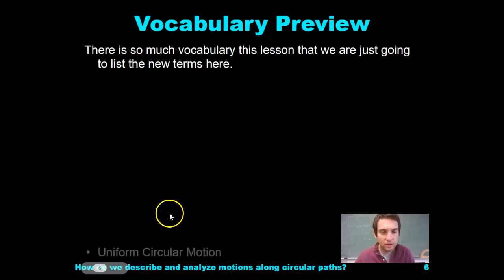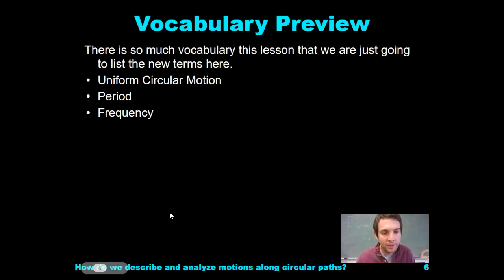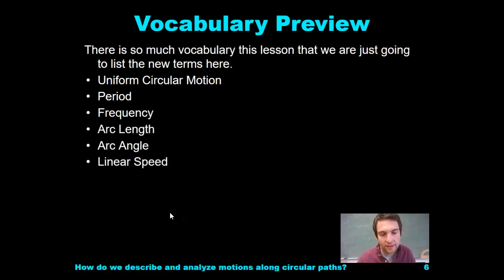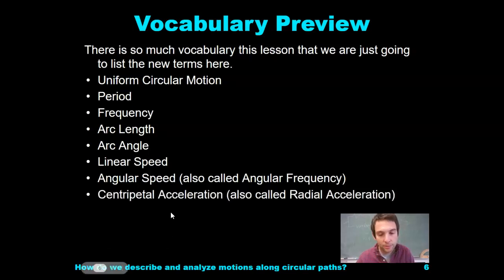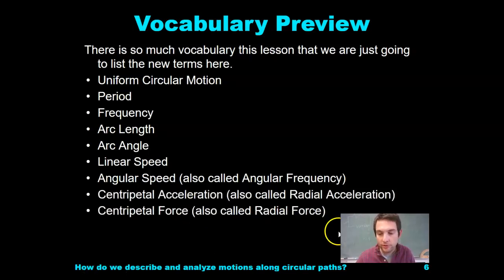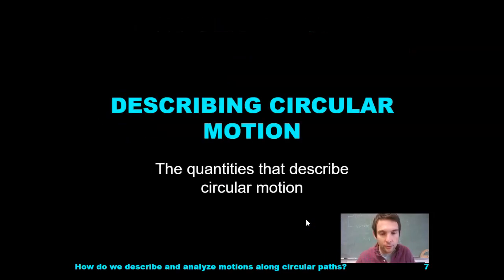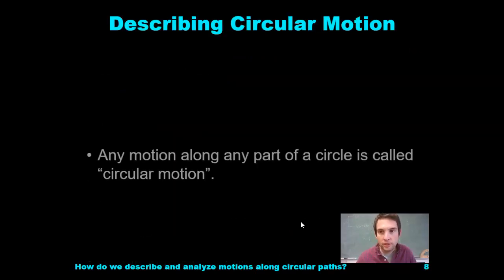We're just going to list the new terms here: uniform circular motion, period, frequency, arc length, arc angle, linear speed, angular speed, also called angular frequency, centripetal acceleration, which is also called radial acceleration, centripetal force, which is also called radial force, centripetal net force. Describing circular motion: the quantities that describe circular motion.